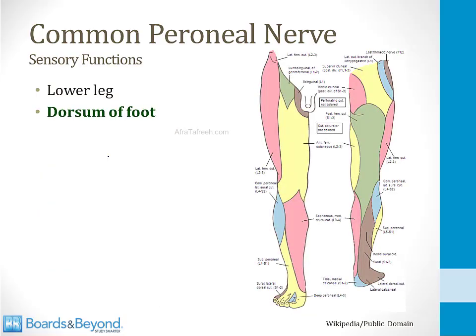In addition, the deep fibular nerve is motor to some of the intrinsic muscles of the foot. The common peroneal nerve supplies sensory innervation to portions of the lower leg and to the dorsum of the foot. If you look at this picture on the right side of the screen here, this area in yellow is supplied by branches of the common peroneal nerve that includes the dorsum or the top of the foot.